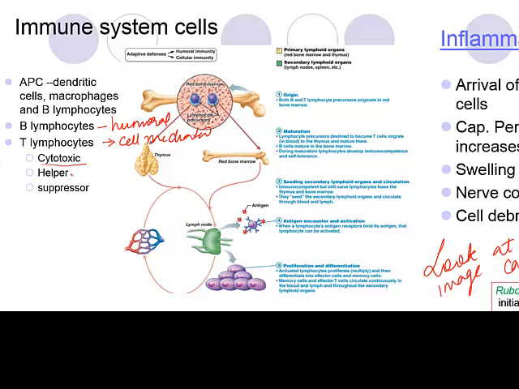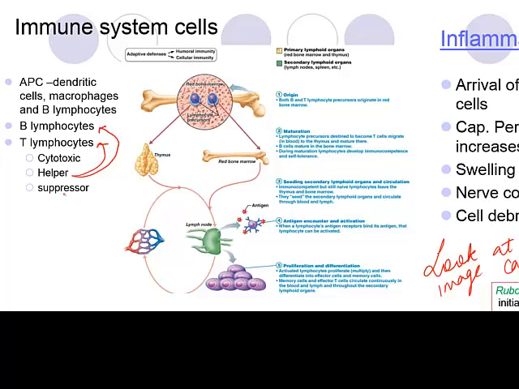Then we have ones called helper T cells. These are extremely important in the immune system. You may want to write this down right here. Extremely important because these helper T cells, as the name suggests, help both in cell-mediated and in humoral immunity. In fact, if helper T cells are not there, your immune system pretty much will shut down because you do not have these to help cell-mediated and humoral immunity.